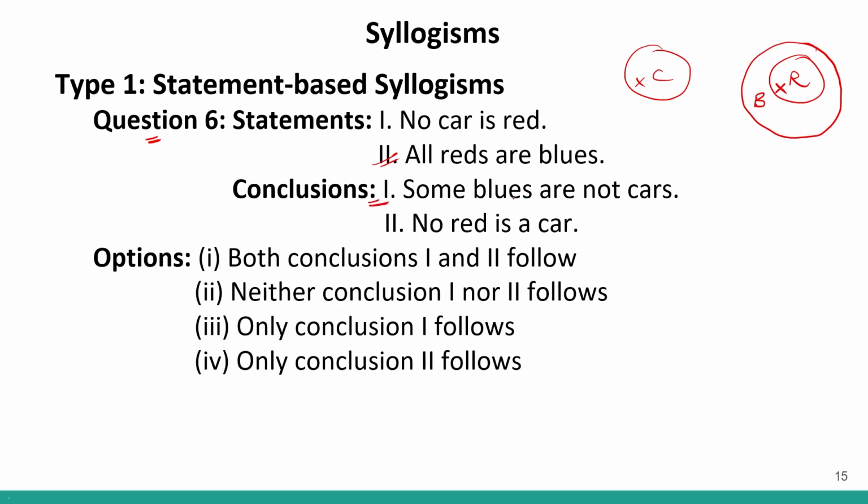Conclusion 1 says some blues are not cars. So see, this portion of blue will definitely be not car, because here we have red. So this is a true statement. Second one says no red is car. So obviously red and car will not overlap with each other. Red and car have crosses, they will not overlap. So this is also a true conclusion.